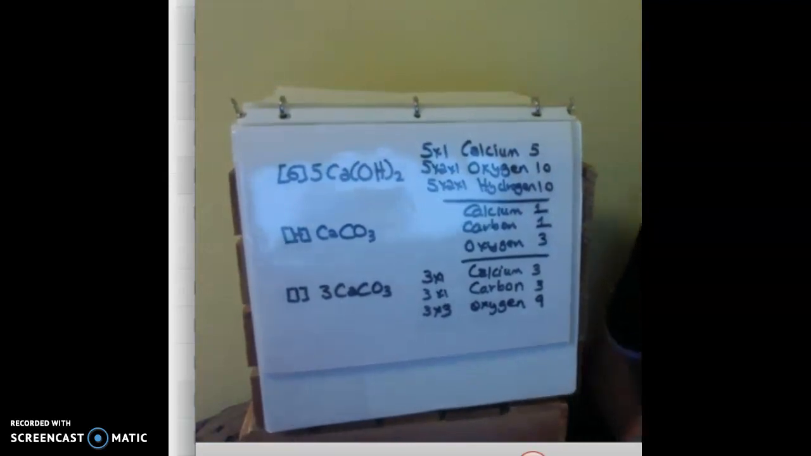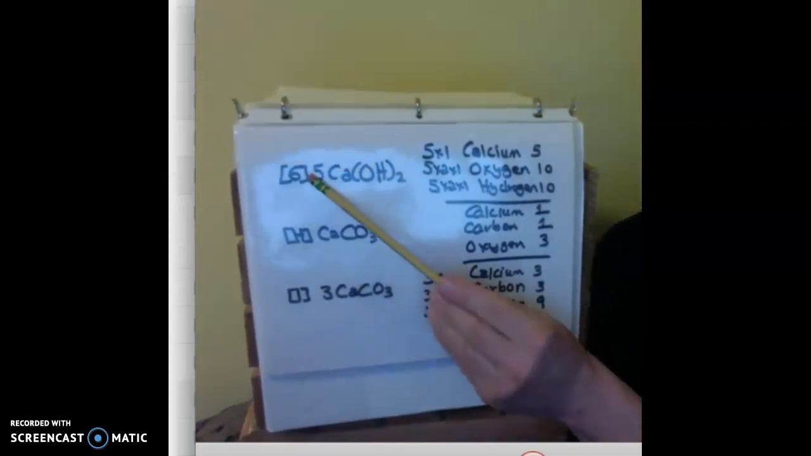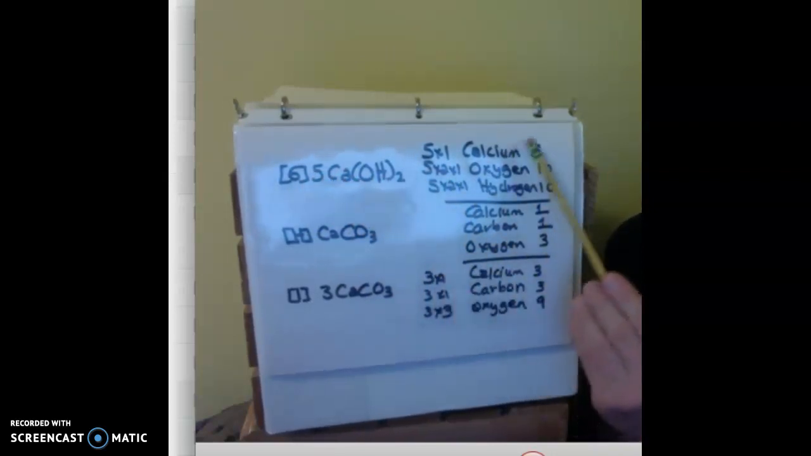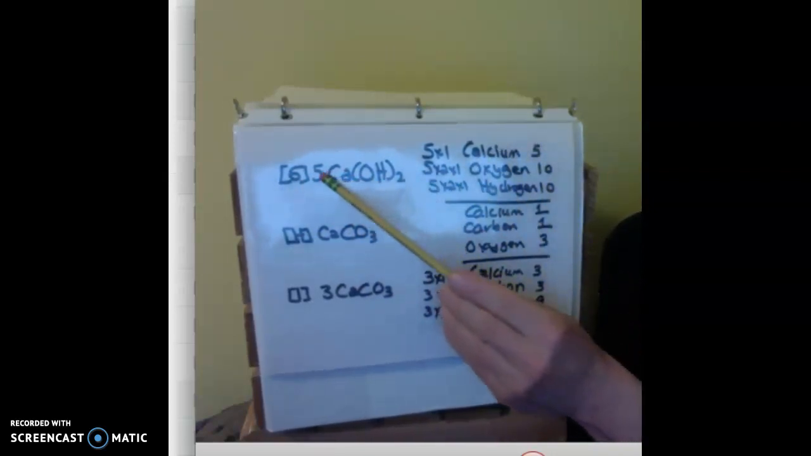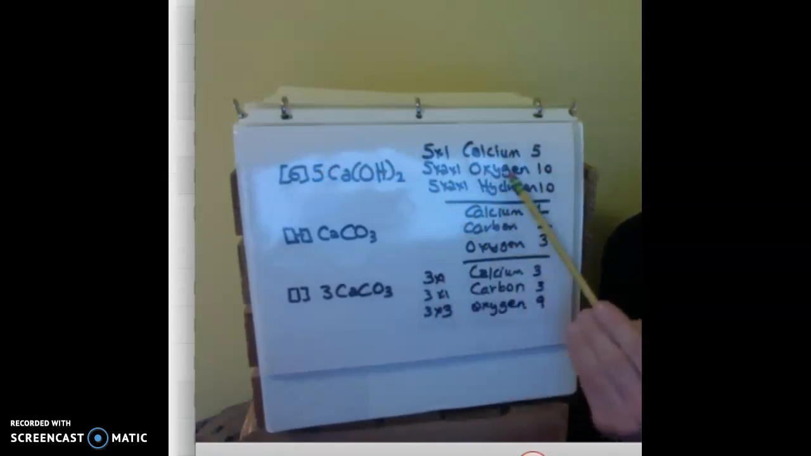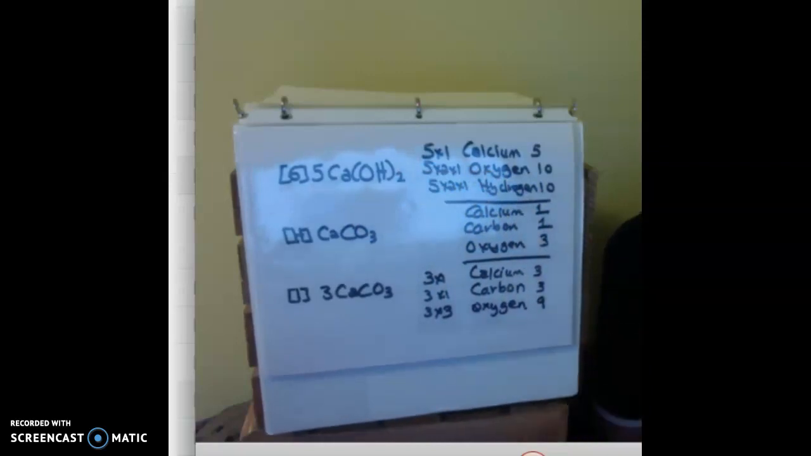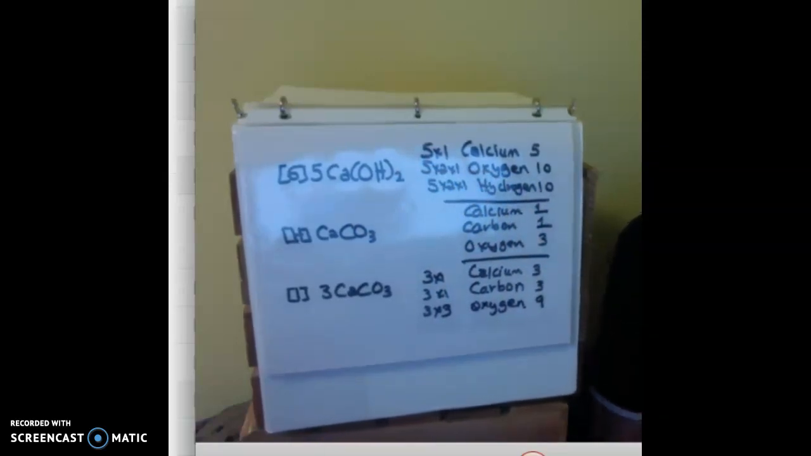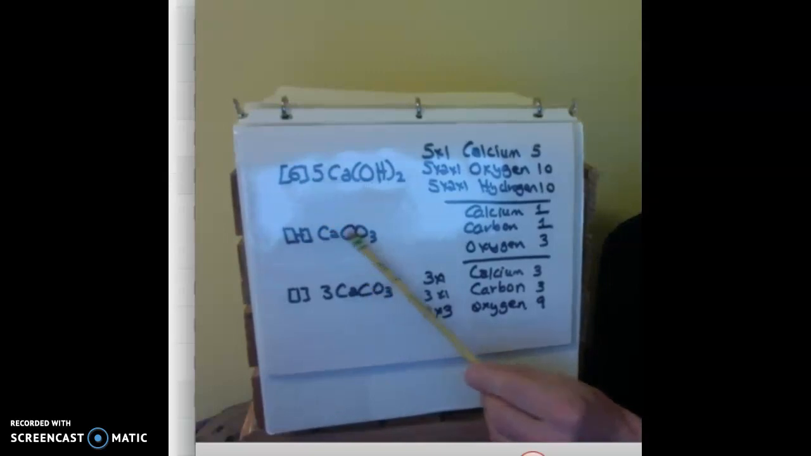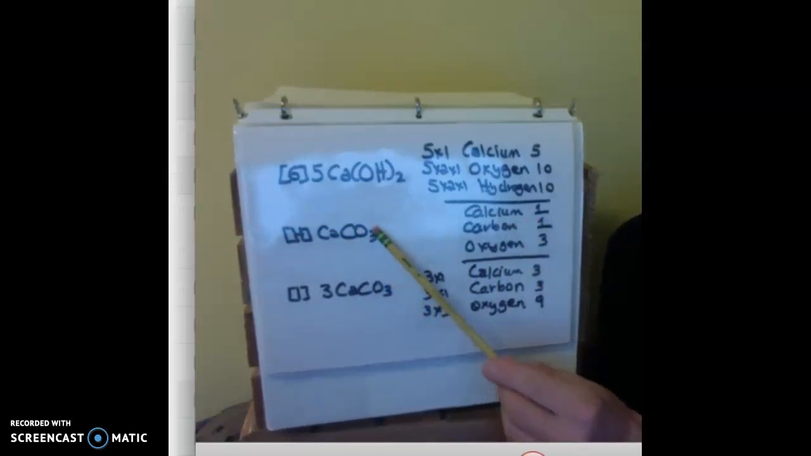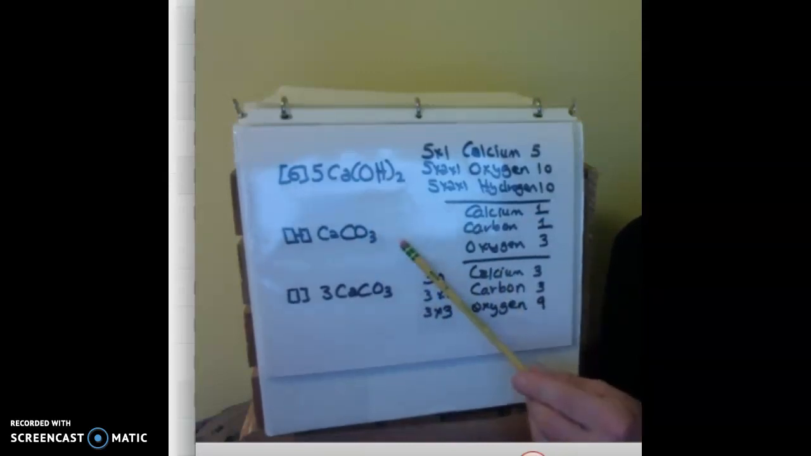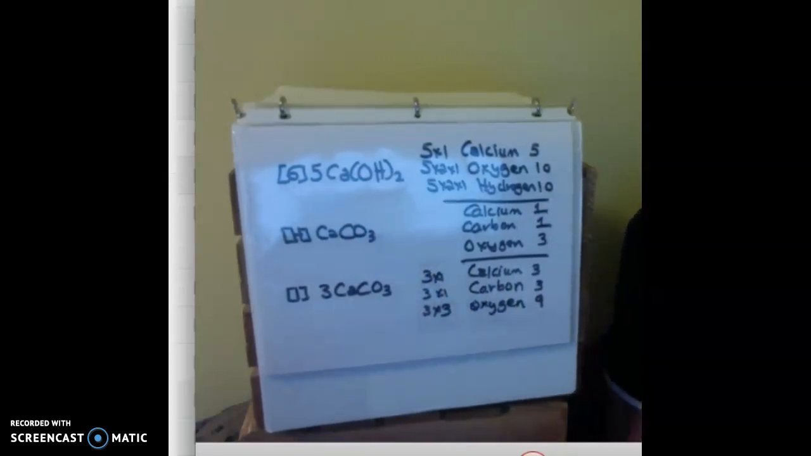Then it goes to G. Now we're having 5 lime waters. How many calciums do you have? 5 times 1 is 5 calciums. How many oxygens do you have? You have 5 times 2 or 10 oxygens. How many hydrogens? You have 5 times 2 or 10 hydrogens as well. Then you have calcium carbonate. You have 1 calcium there. You have 1 carbon, and you have 3 oxygens. You don't have to memorize that formula, but you should be able to figure out how to come up with that, with what we've done in class before.